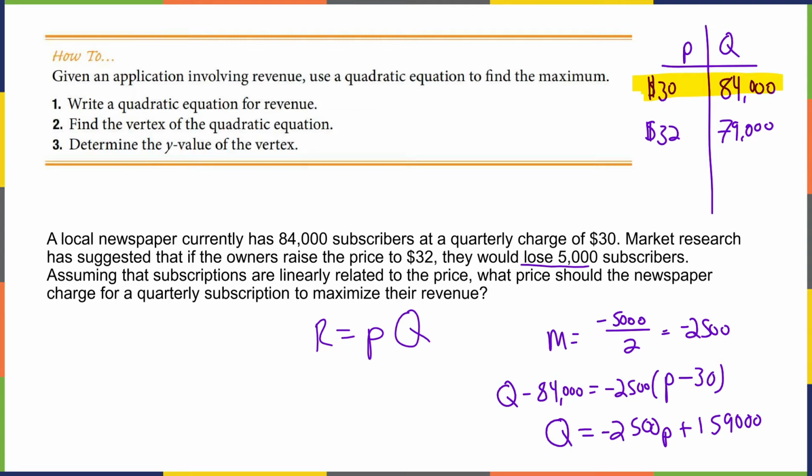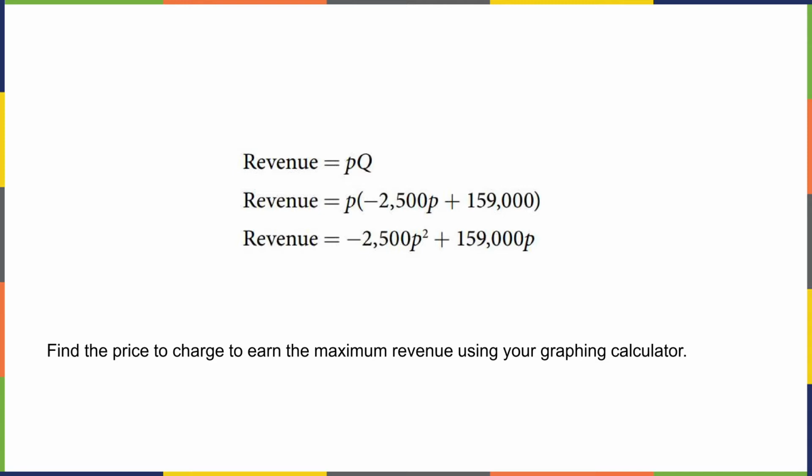Now, why does it help us to have an equation for quantity in terms of price? Well, we can substitute it into our formula for revenue. That allows us to have revenue is price times negative 2,500 price plus 159,000. And then we're able to distribute our P to both. This gives us our quadratic function for revenue.